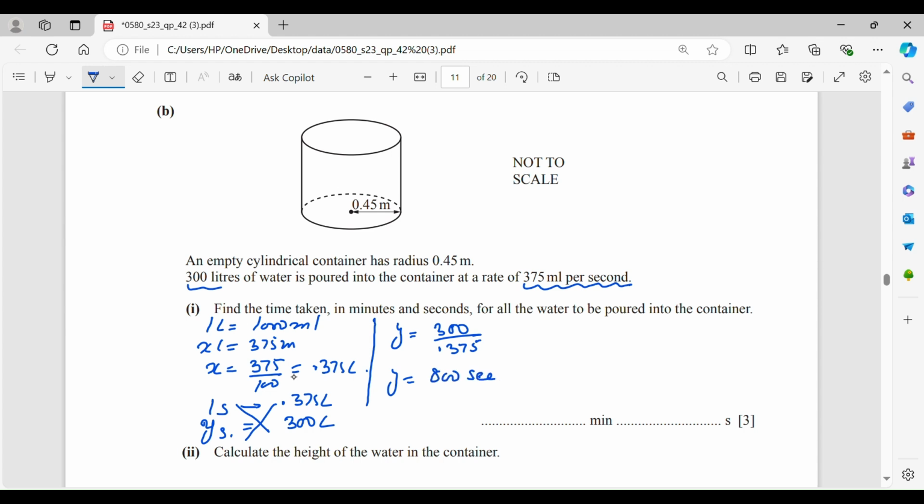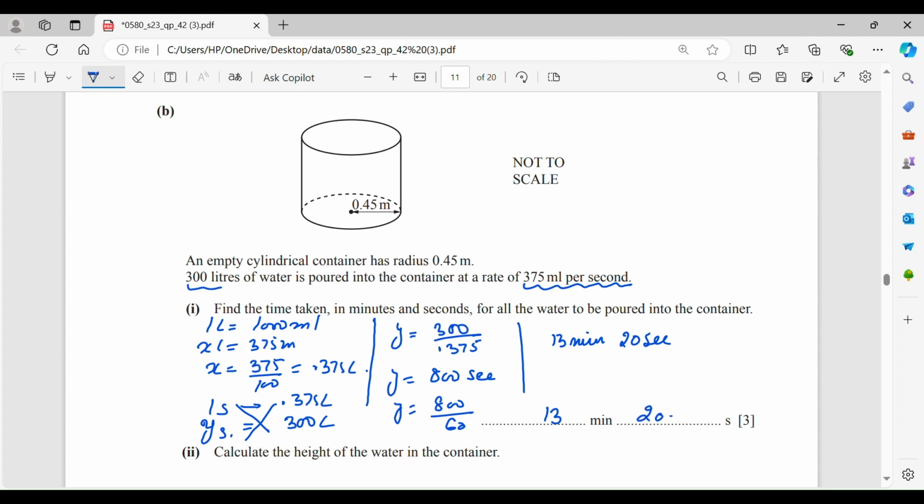Now we will divide the 800 by 60, and we will use the calculator for this. This will be equal to 13 minutes and 20 seconds. This will be our answer, right? 13 minutes and 20 seconds, right?